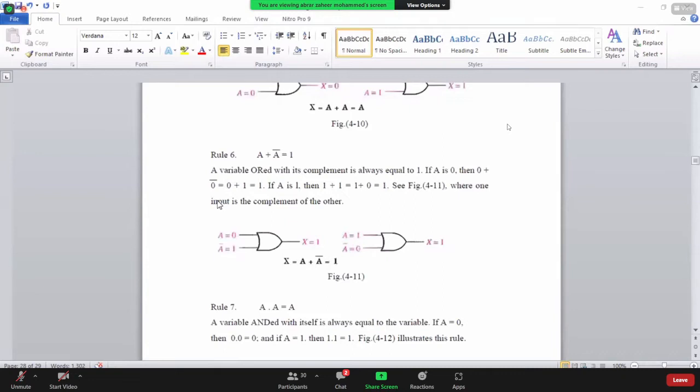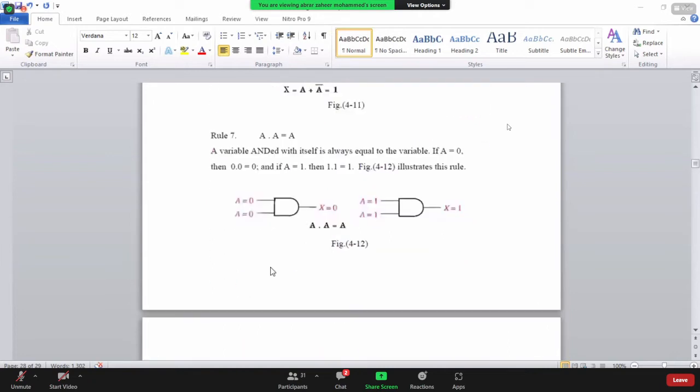Next rule number 6 is that A plus A bar is equal to 1. It states that when a variable is ORed with its complement, it is always equal to 1. Means if A is 0, then 0 plus 0 bar is equal to 1. And if A is equal to 1, then 1 plus 1 bar is equal to 1 plus 0, which is equal to 1. Means when a variable is ORed with its complement, it is always equal to 1.